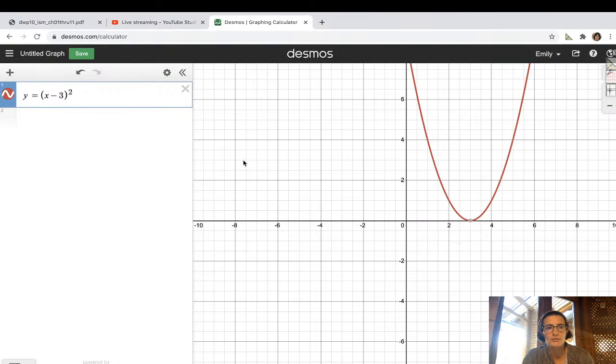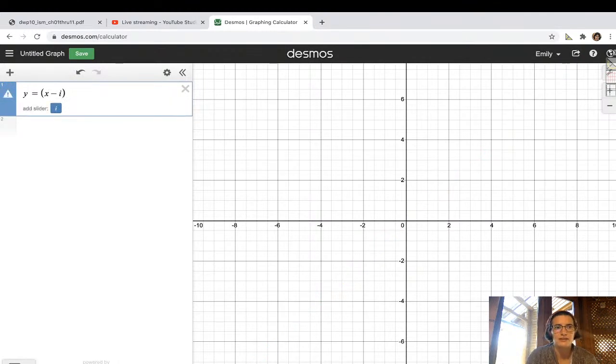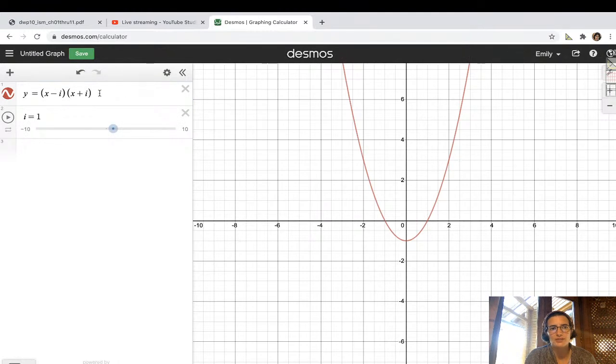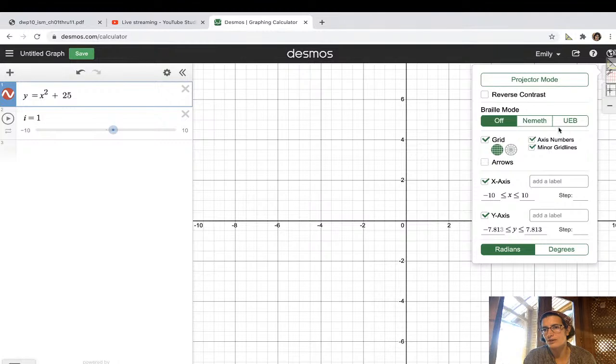The other thing that's been coming up quite a bit is this idea of complex conjugates. So let's say I know x equals i, so I have this minus i here. This is an imaginary number, not a slider, so Desmos doesn't want to have this be imaginary. Desmos isn't going to let me do imaginary roots. Let's just do x squared plus 25.